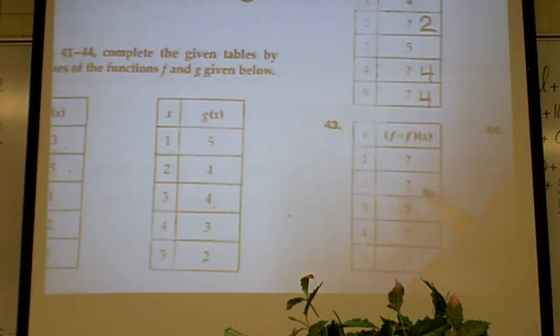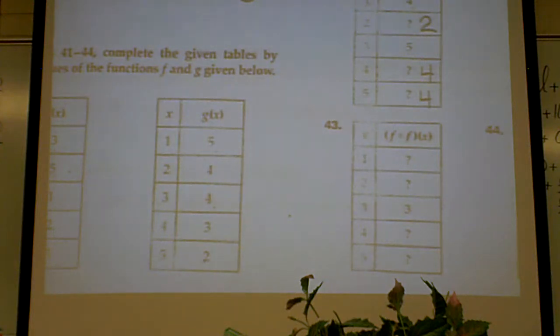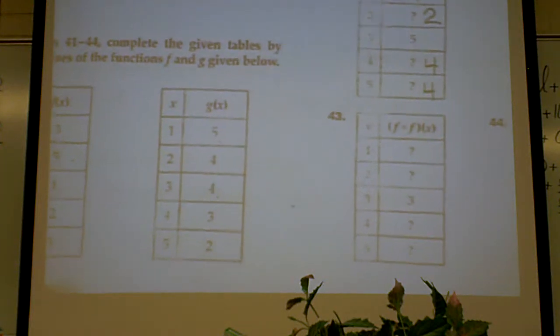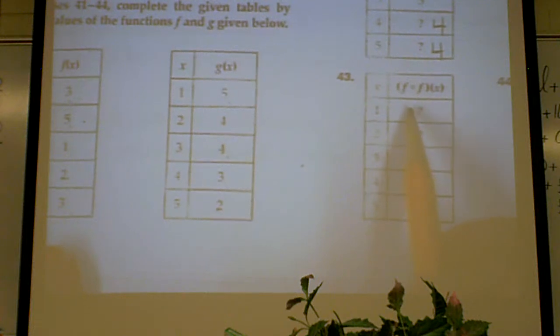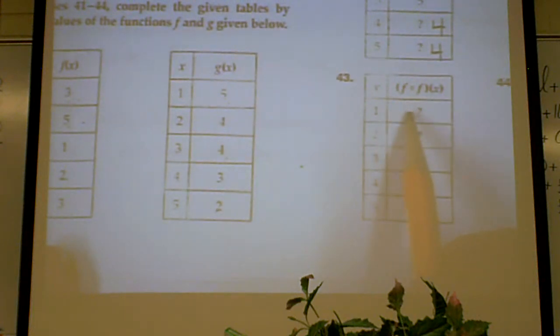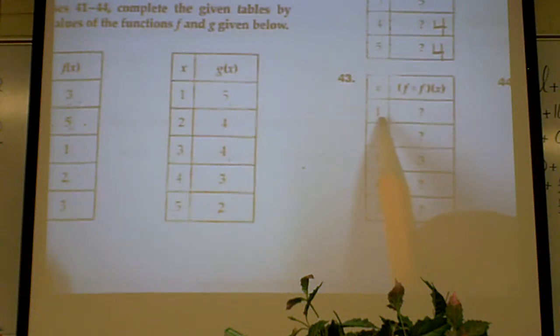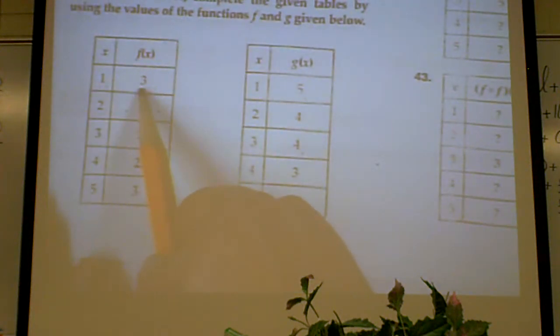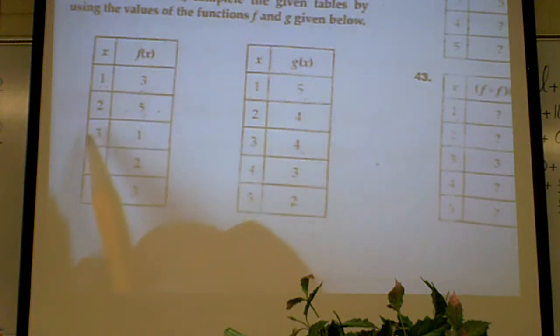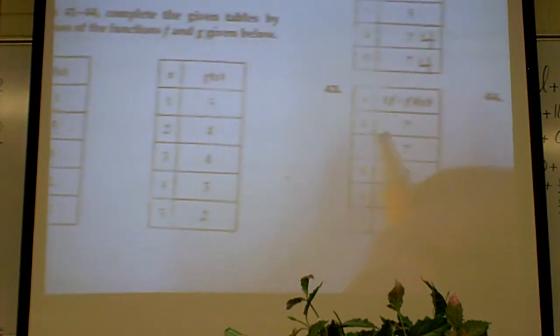Go down to 43 now. Read this one. What does this say? f of f of x. Anyone have an idea what to do here? Plug f in and then f again. You're going to plug in the number that they give you. So you put a 1 in here, and you get a 3, and then what? Square it? No. Then you take the 3, and you get a 1.